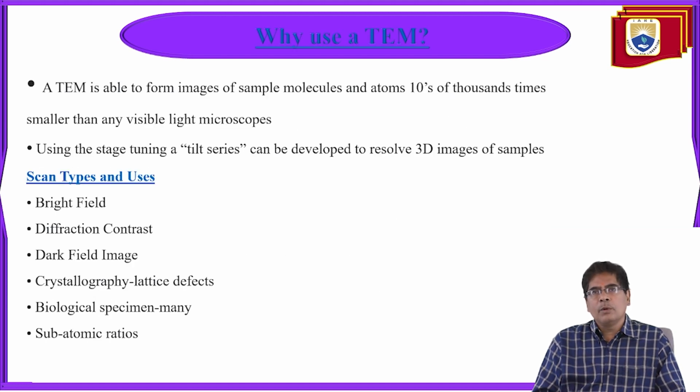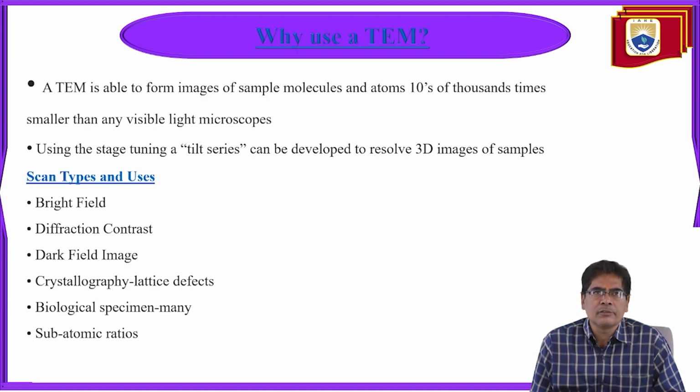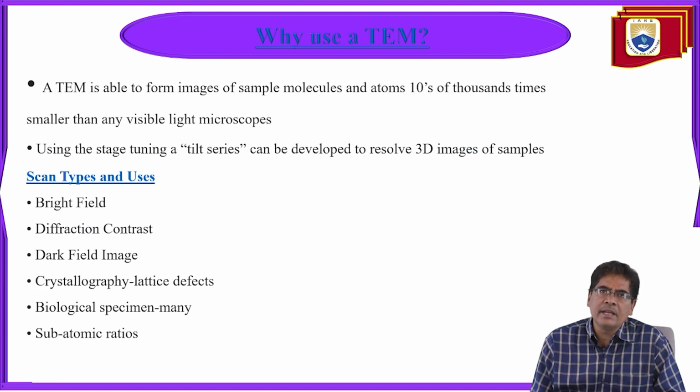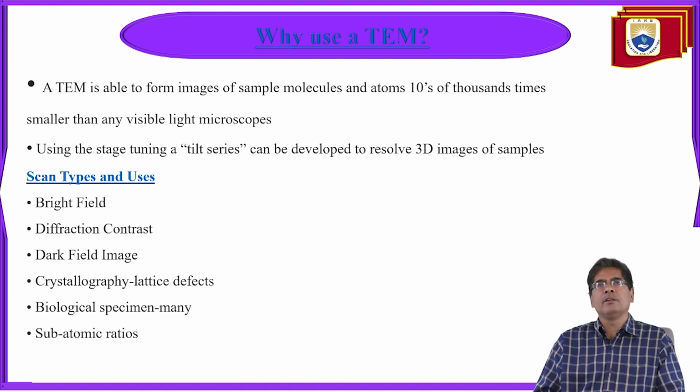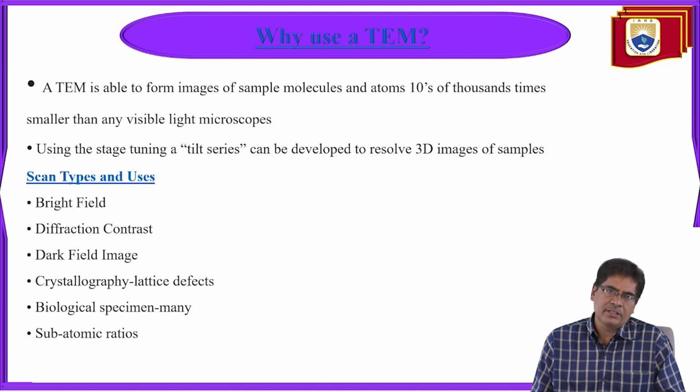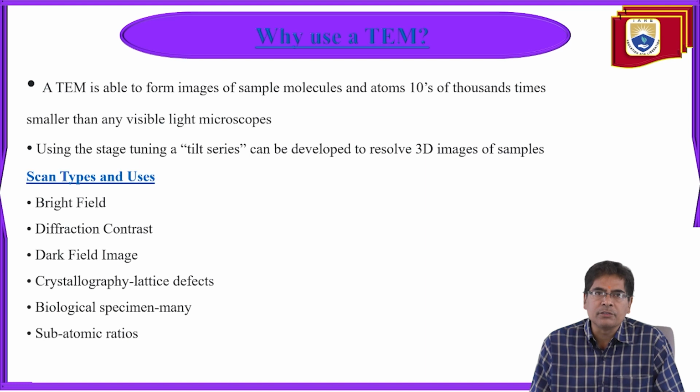Right. So what is the purpose of using a transmission electron microscope? A transmission electron microscope is able to form images of sample molecules and atoms tens of thousands of times smaller than any visible light microscope. Using the stage rotation, a tilt series can be developed to resolve 3D images of samples. So with transmission electron microscopy we can see the scan types and uses. Right. So you have the bright field, diffraction contrast, dark field images, crystallographic lattice defects, biological specimens, and subatomic ratios.